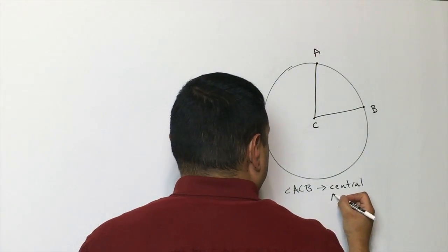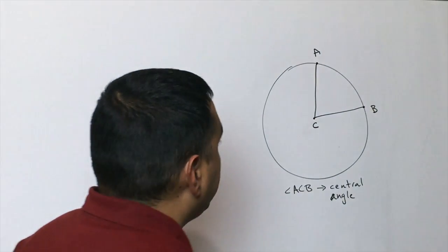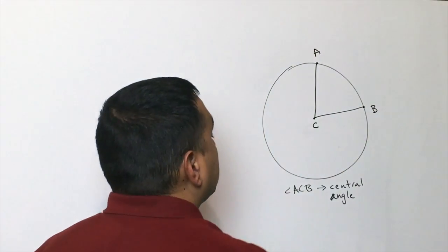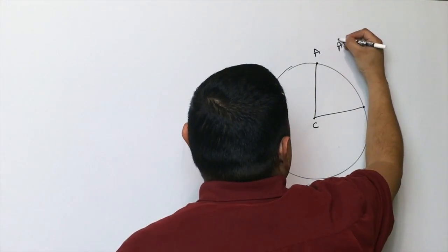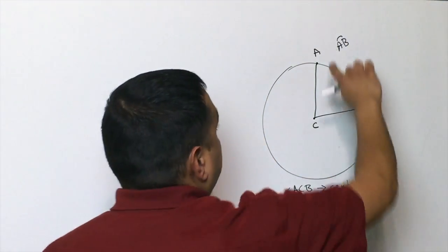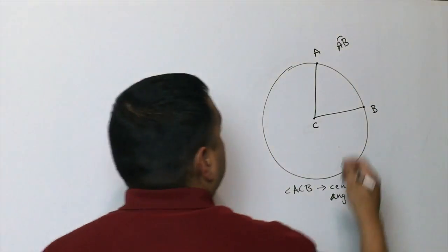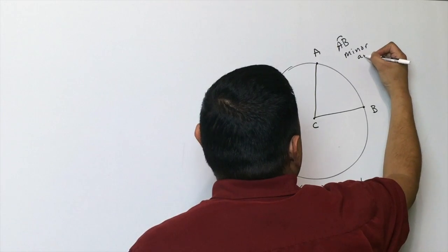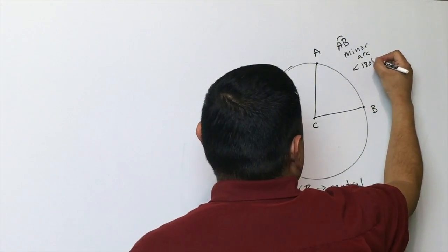because C is the center of the circle. Okay. What that does to the actual circle is that it creates 2 arcs. Now this first arc here, we'll call it arc AB. We put a little arc on top, so we know we're talking about an arc, not a segment or anything else. This is called a minor arc. The reason it's called a minor arc is because it is less than 180 degrees.